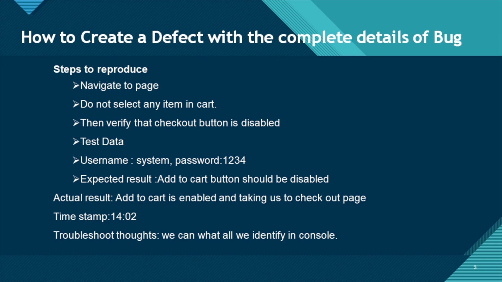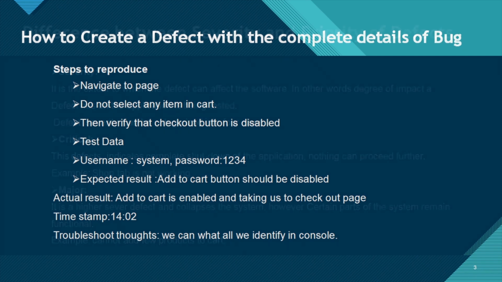And after that, if we see any defect, in that case we need to mark it out, with the timestamp also, and troubleshooting thoughts also. So in that way: how to reproduce, what is the actual result, what is the timestamp, and troubleshooting thoughts. These are all the things we need to mark for creating a defect.